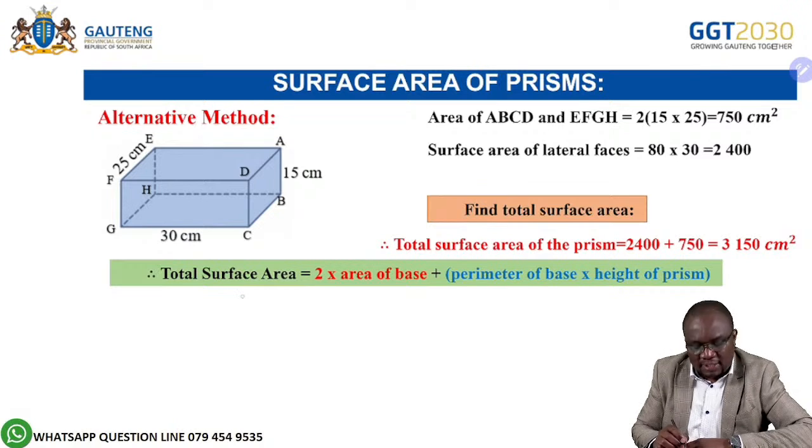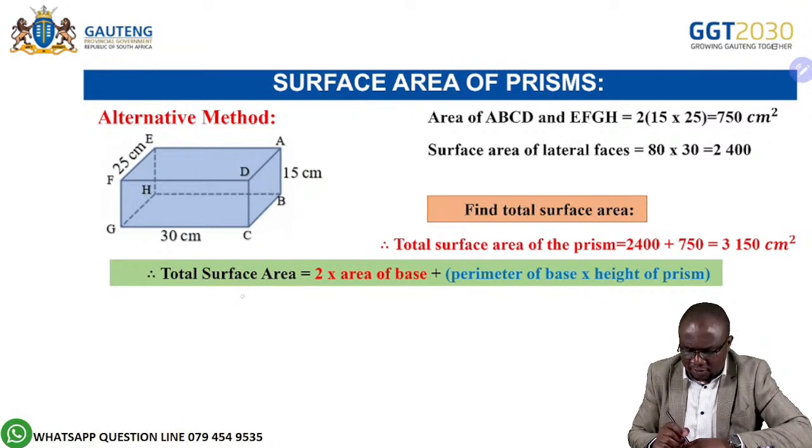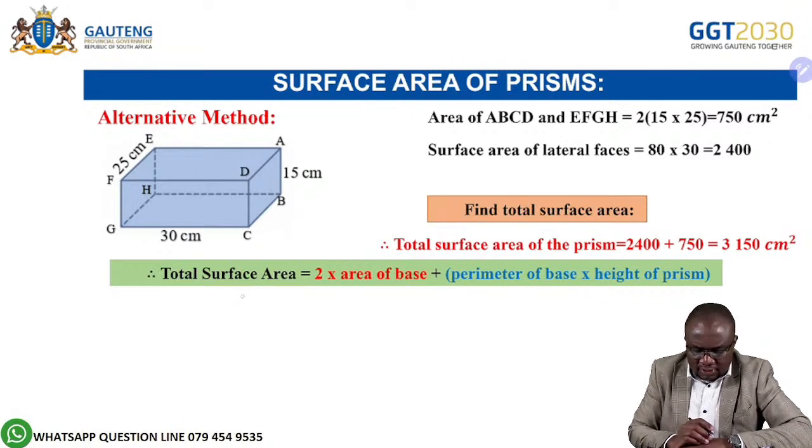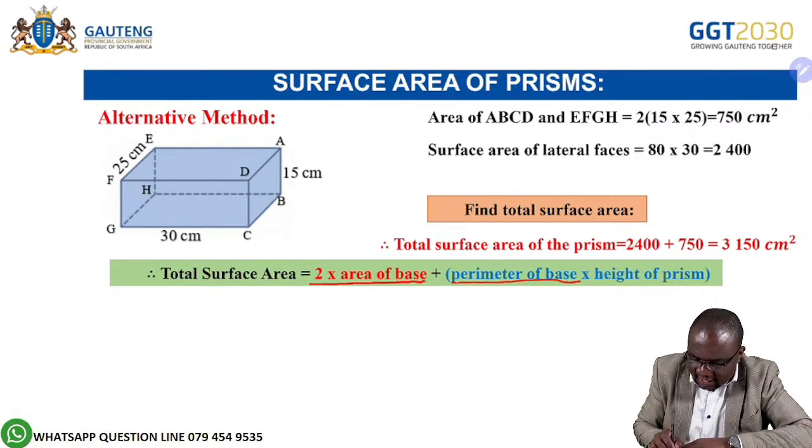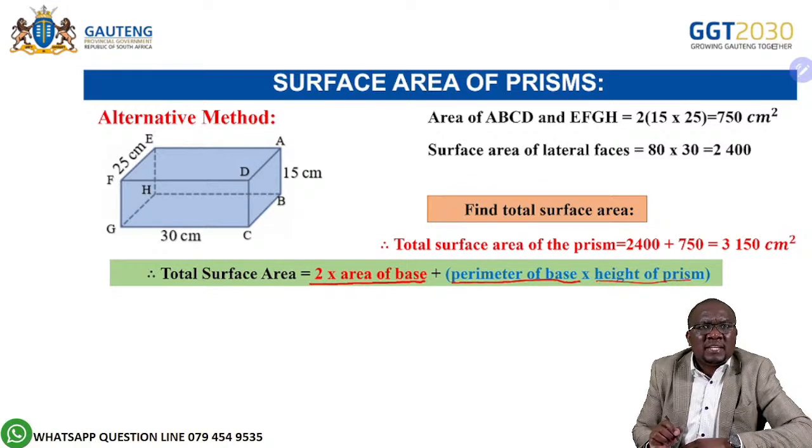This is the formula that you can have. Let me give you 1 minute to write your short notes. I didn't give you minutes to write notes in the previous ones, but it's fine. Now, can you just write short notes here? You say 2 times the area of the base plus the perimeter of the base times the height of the prism. That's how you find it.